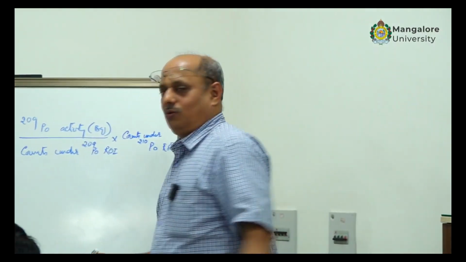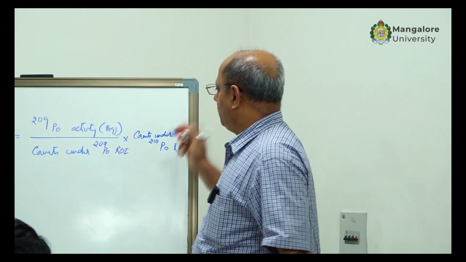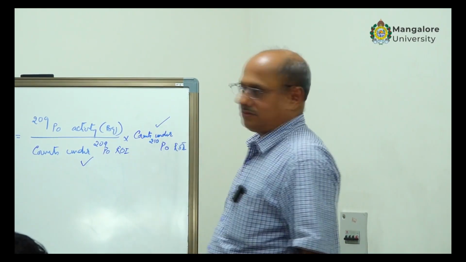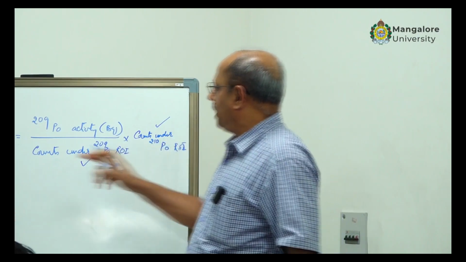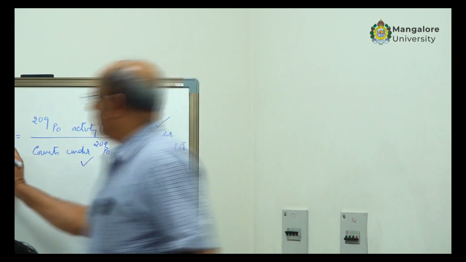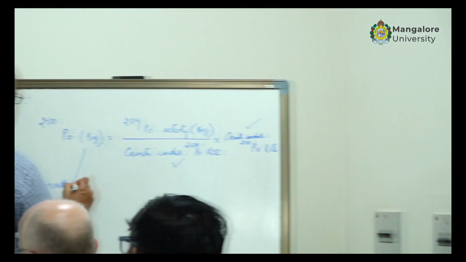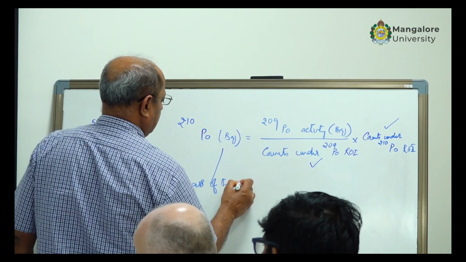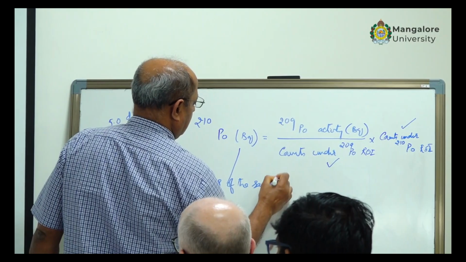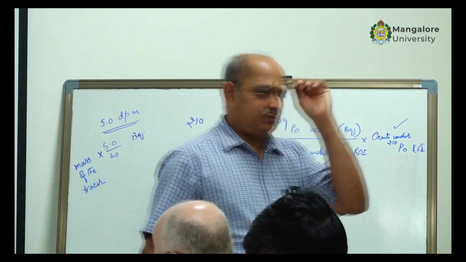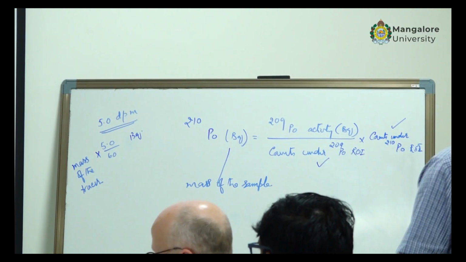So what we do in the lab today is we note down the counts under this, and the counts under this. And to calculate the polonium 210 activity, you also require the mass of the sample if you want to report it per mass of the sample. So this mass of the sample Rashmi will give you for the particular sample.